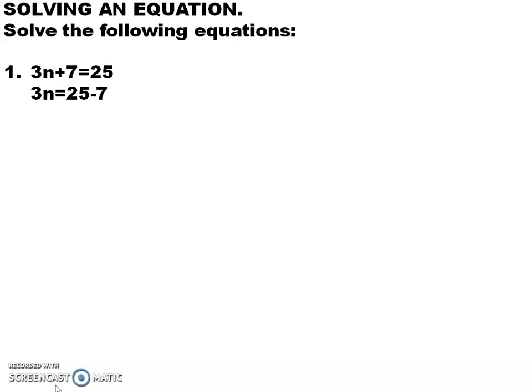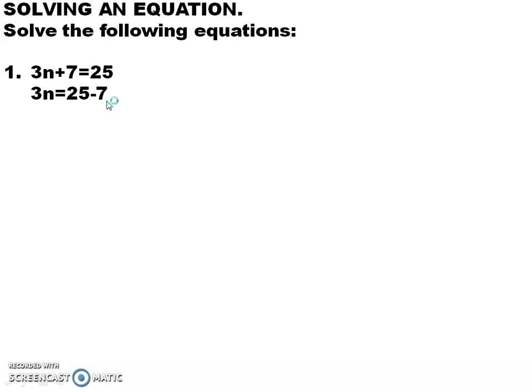First, you should know which operations are done here. You can see plus 7. When you transpose plus 7 to the other side, it becomes minus 7. So 3n is equal to 25 minus 7.